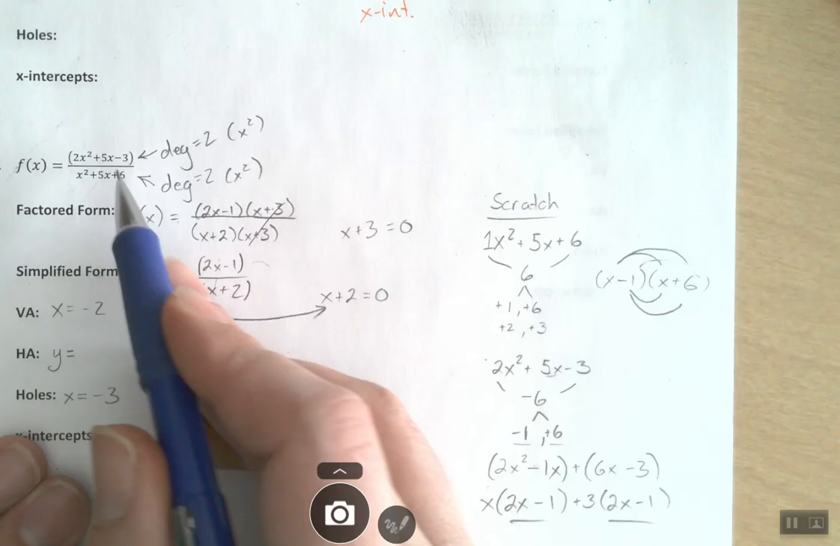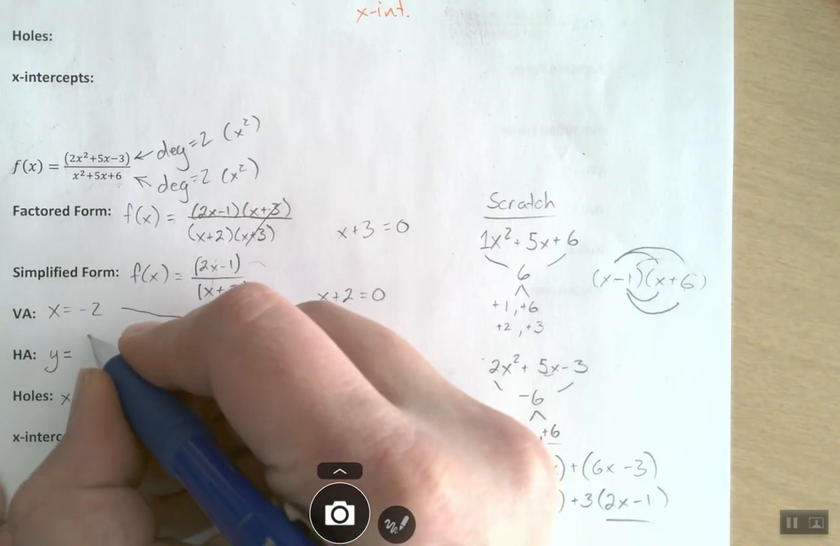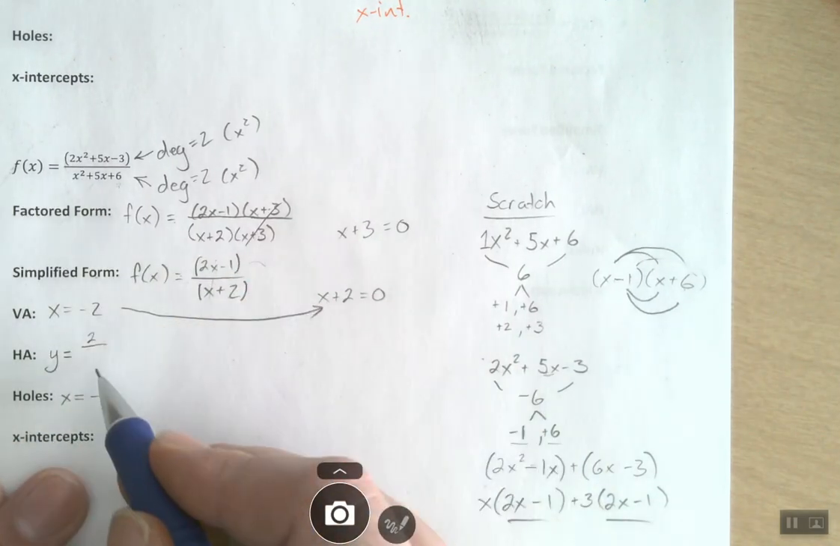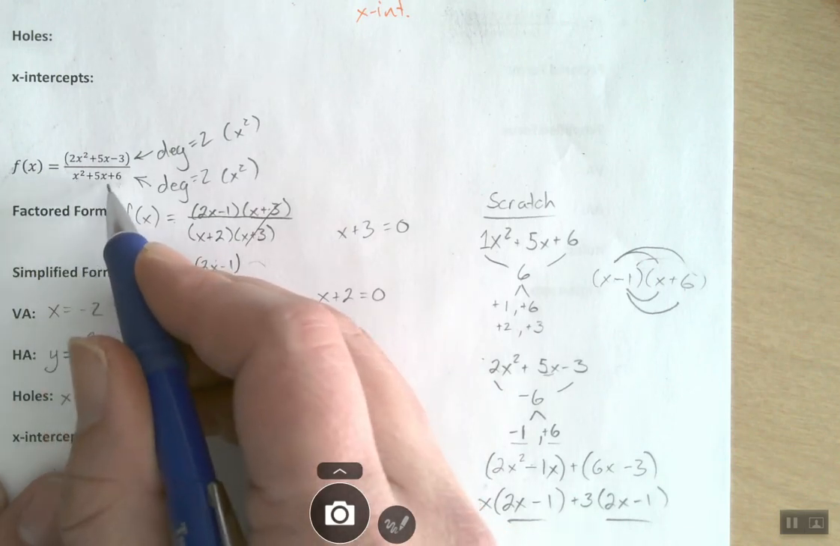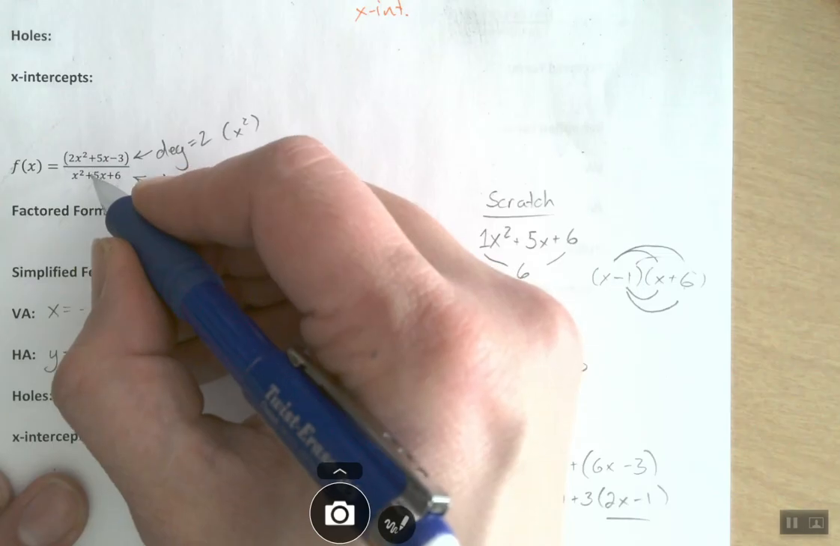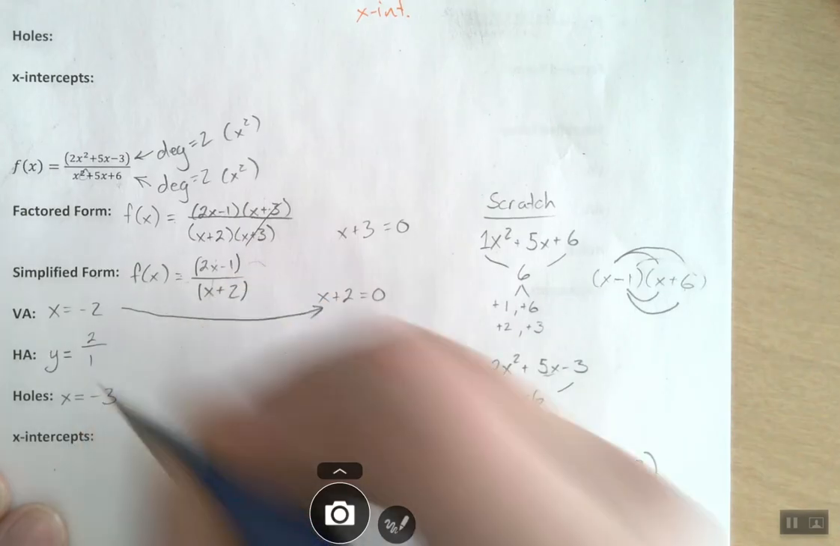What is the leading coefficient of the top? Sorry, top. I'm pointing at the top. 2. So y equals 2 over something. What is the leading coefficient of the denominator? Oh. 5. Right? Oh, are we looking at the original or here? But now I'm confused. So what is the leading coefficient? The degree is 2. What's the number connected to that one? X. What's the number in front of it? 1. 1. That's our leading coefficient.